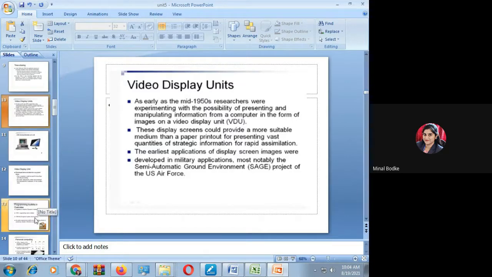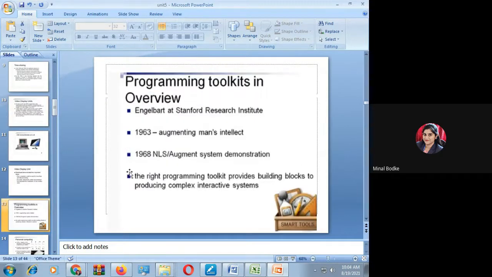Next, what was developed is your programming toolkit. Engelbart was a scientist who thought that, instead of just data processing and visual representation, the computer can do more innovative things. Instead of doing just data processing, computers can also be used for solving complex, day-to-day problems.